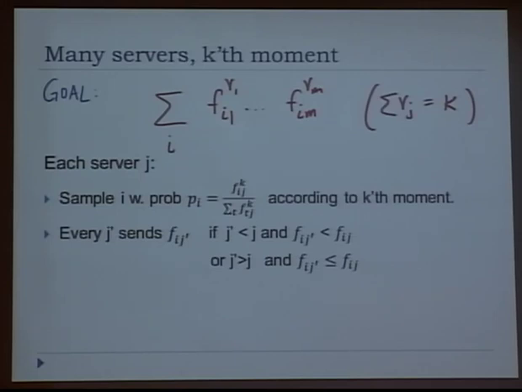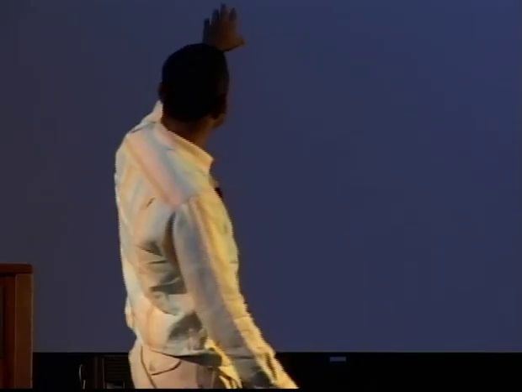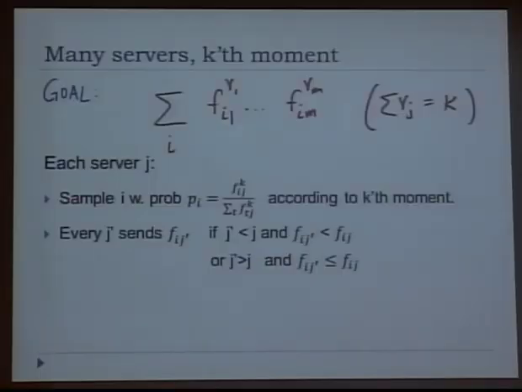And they only announce themselves if they're lower. And this business of j prime less than j and j prime greater than j with less than or equal to is just to break ties so that we don't have people sending it both ways. You could do that in a couple of ways. Okay. Once you've done that, now server j, which was leading this computation, has all the frequencies for the index i.